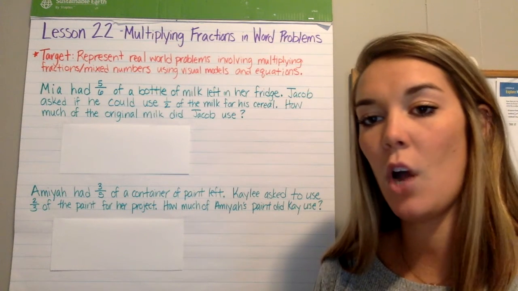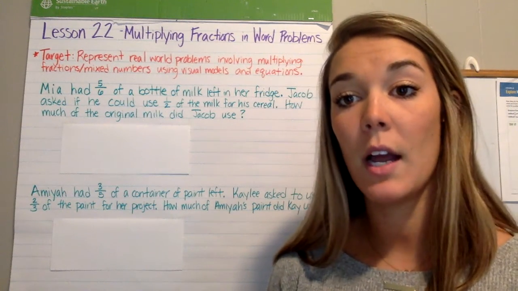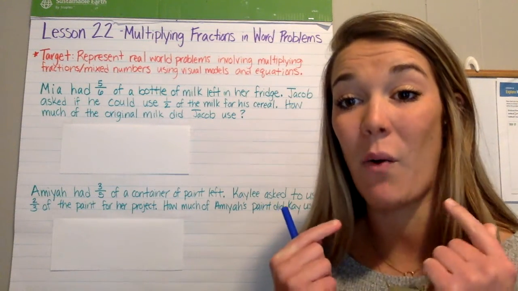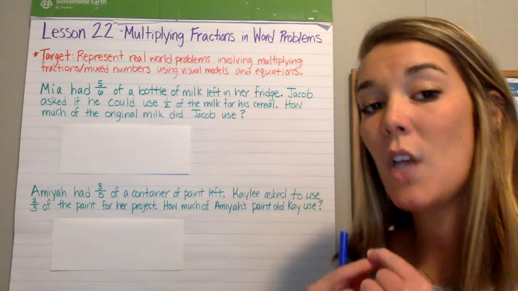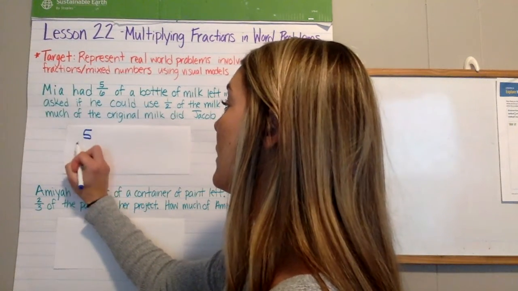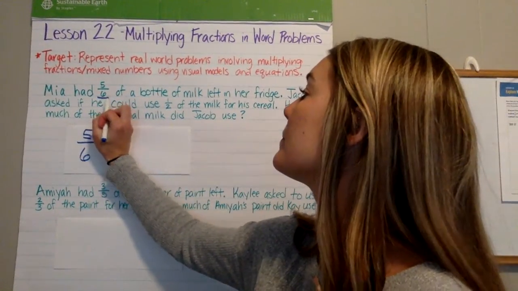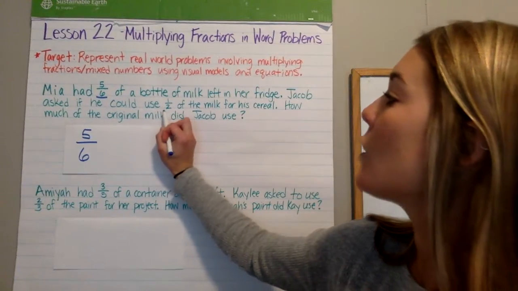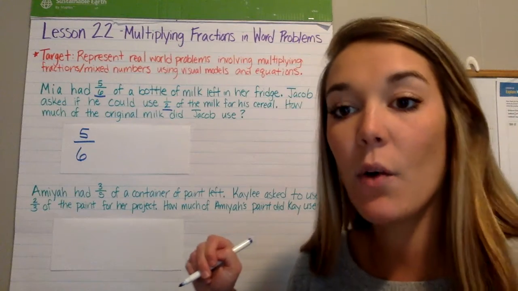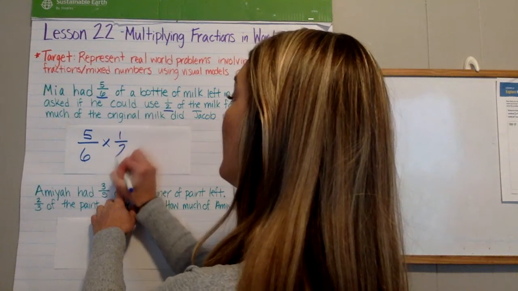Okay, so I know when I'm working with word problems, I really need to be making sure I'm using the right operation, right? Because it's up to me to figure out how I have to solve this problem. So, Mia has 5/6 of a bottle of milk. 5/6. I might even underline that. Jacob asked if he could use 1/2 of that milk. I know of means multiply. So I'm multiplying times 1/2.